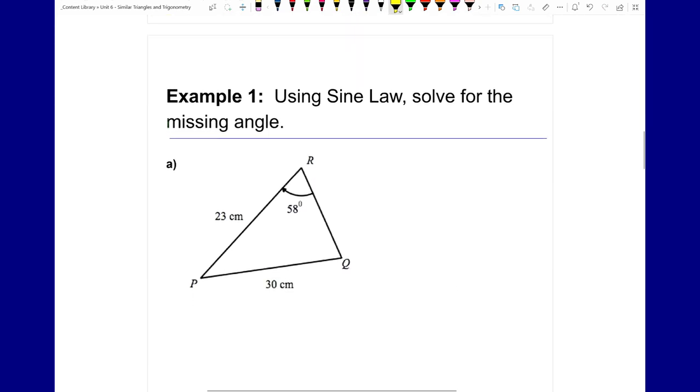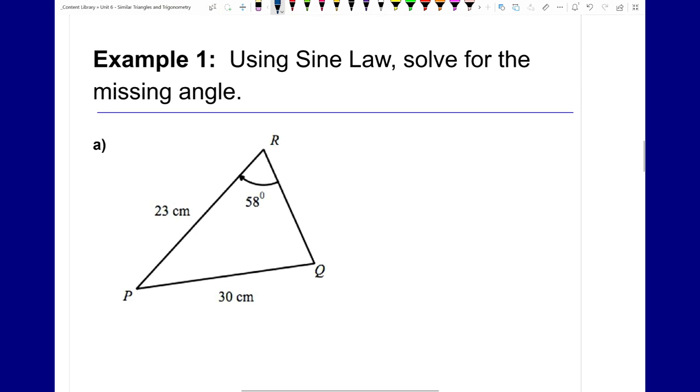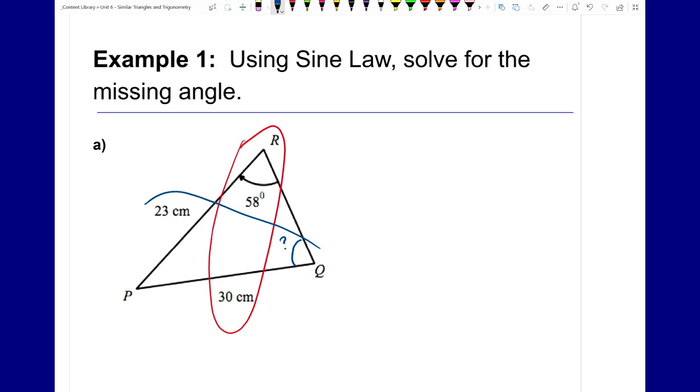So let's go through an example of how to use the sine law to solve for a missing angle. In this case, we're going to solve for angle Q. So I'm going to look for this angle here. It is angle Q. I put a question mark just so we know that's the angle we're looking for. I need to have a full pair and a half pair. In this case, we have a full pair here with R, and we have a half pair here with our side and our angle. So we have enough information to use our sine law.